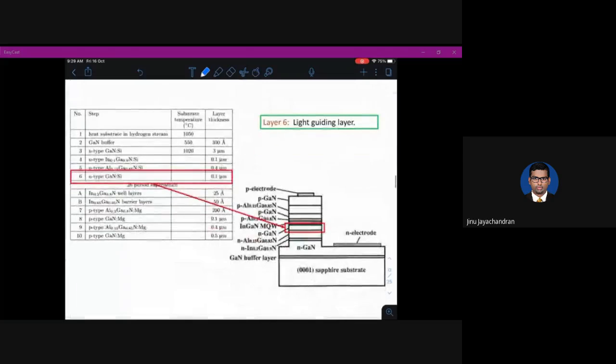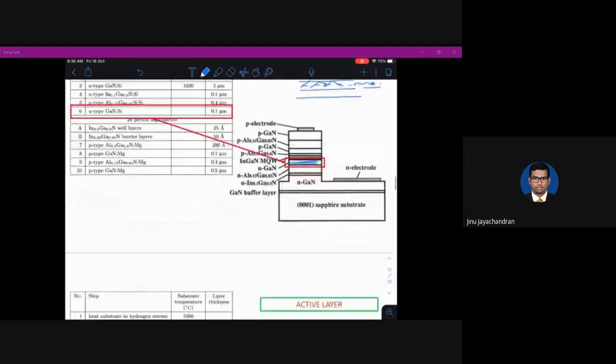The next layer is N-type gallium nitride layer, which is this one. This is a light guiding layer. Basically you have this active region here, and you want the light to come out through this active region. Fine. So you should make sure that whatever layer the active layer has been formed in, you should not transmit light to that layer. Instead, whatever light is incident on that layer should be reflected back, and it should get total internal reflection, so that finally the light will move out of the active layer. So this waveguide is actually formed because of this gallium nitride layer, which is just below and above the indium gallium nitride active layer. Okay, so that is layer 6, the gallium nitride layer, a light guiding layer.